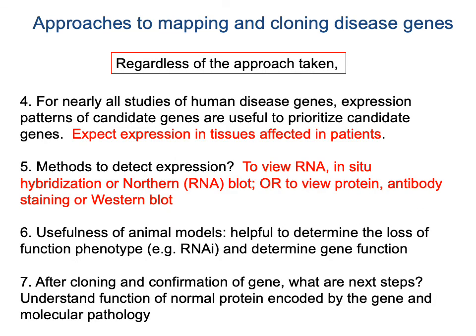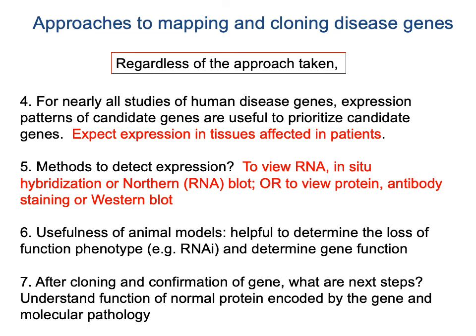So, regardless of which approach is taken, expression patterns of the candidate genes are useful. So you would expect to see expression in tissues that are affected in patients. For cystic fibrosis, we would expect to see CFTR. That gene should be expressed, meaning we should see RNA and protein in lung tissue, for example. The methods to detect expression, very commonly, RNA is first looked at, and that could be using in situ hybridization or a northern blot, sometimes also called an RNA blot. Or to view protein, you could do antibody staining or a Western blot.